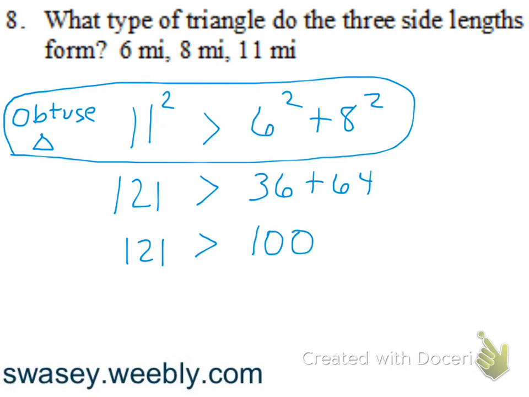Now if we were just classifying based on the side lengths, we would say scalene, because all of the side lengths are different. But what we've been doing in this section with the Pythagorean theorem is classifying based on their angles.